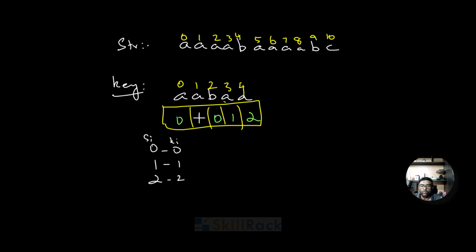What is the previous value? 1. So you are going to compare 2 with 1. So 2 with 1, yeah, it is matching. Then what will you do? You will go to 3, 2. So 3 and 2, it is not matching.